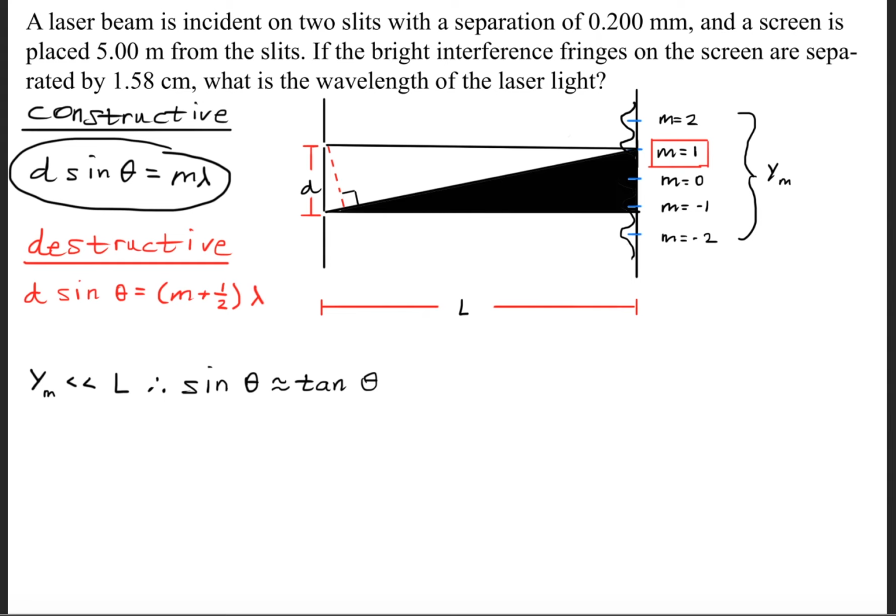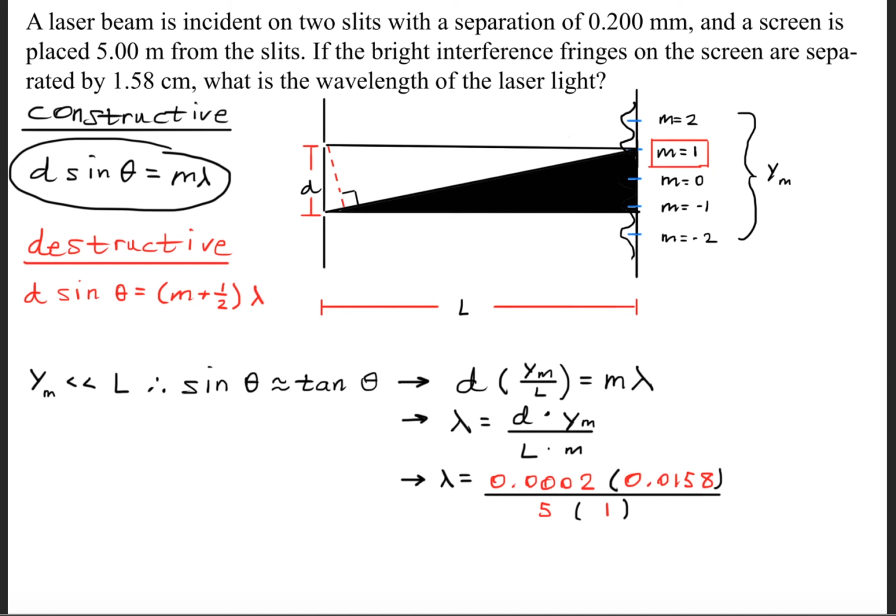So take a look at this triangle right here. This is how we're going to find what tangent theta is. So as you can see right here, tangent theta, if we take where this cursor is to be the angle theta, then y sub m over L is tangent theta, so we'll make a quick substitution right here.